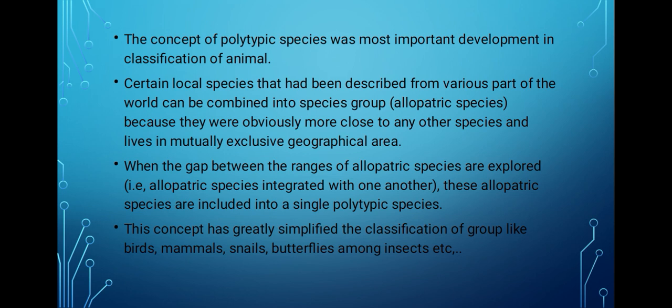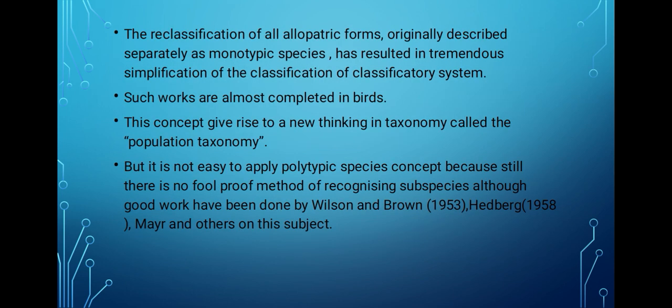The concept of polytypic species was the most important development in the classification of animals. Certain local species that had been described from various parts of the world can be combined into species groups of allopatric species, because they were obviously closer to each other than to any other species and lie in mutually exclusive geographical areas. When a gap between the ranges of allopatric species is explored and the allopatric species integrate with one another, these allopatric species are included in a single polytypic species. This concept greatly simplified the classification of groups like birds, mammals, snails, and butterflies among insects.